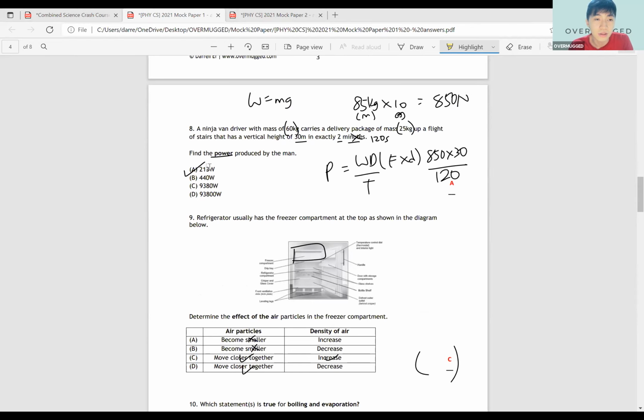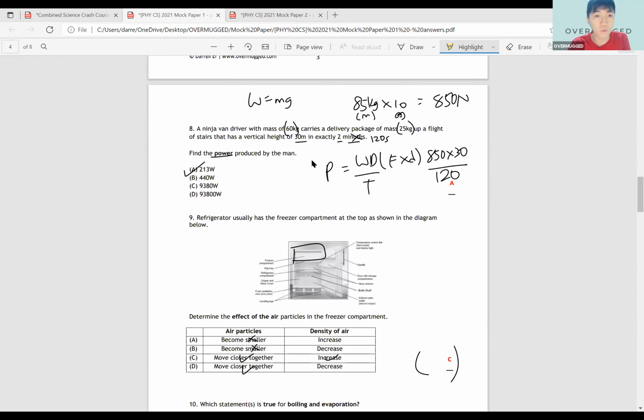Option A, 213. Is my value wrong? It's supposed to be 21.3, is it? I'm not too sure. Maybe I can do a quick calculation now. Maybe I typed into the calculator wrongly. Give me a moment. I'll just double check right now.